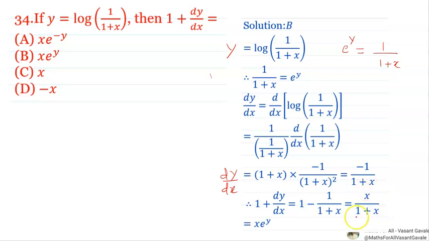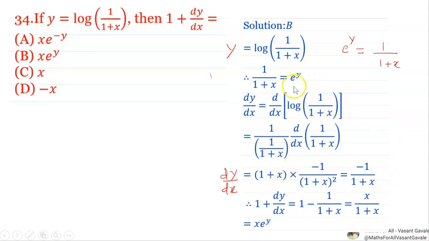then you will get x upon 1 plus x. But what is the value of x upon 1 plus x? Here we found out that value. That is 1 upon 1 plus x means what? e raised to y. Therefore, overall, you will get dy by dx is equals to x into e raised to y. This is the dy by dx. And hence, the option, which one here? Option B is the correct one.